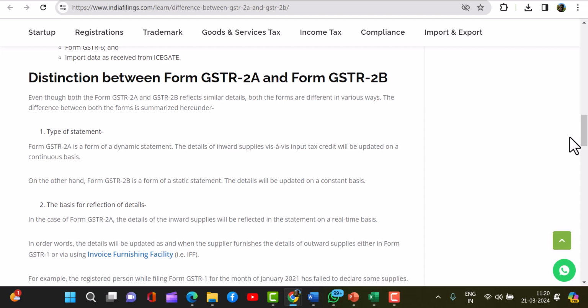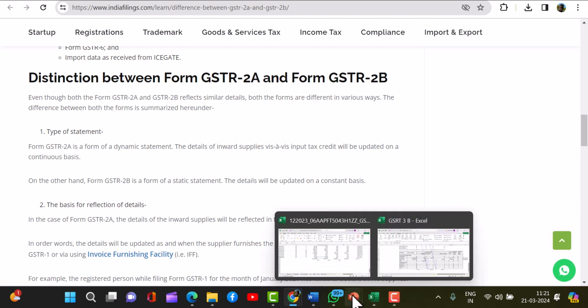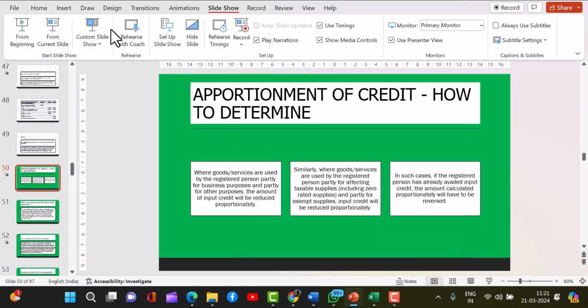So now, you can just go through and understand yourself, but 2A will be a dynamic statement, it will keep changing. But 2B, because you have to take input credit, that means you have to rely on 2B, which is for that particular month. For example, we are now running in the month of March. So if you are filing your return for March, then you look at February, how much 2B has been populated, so for how much input credit you can take. We are going to discuss this also in my next slide. So don't worry, it is coming now. Let's look ahead.